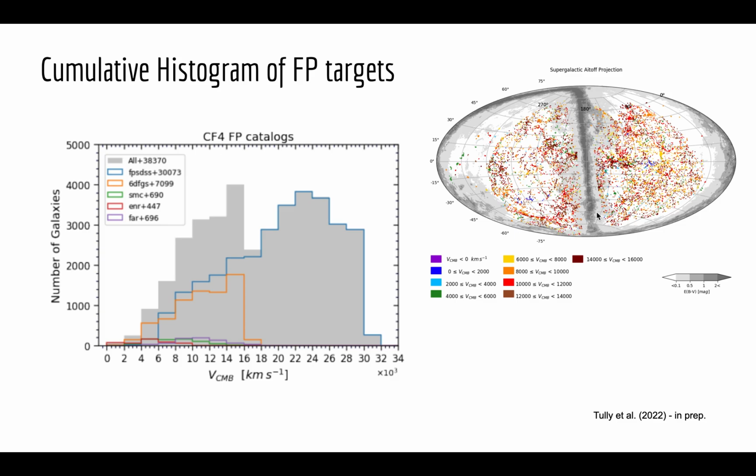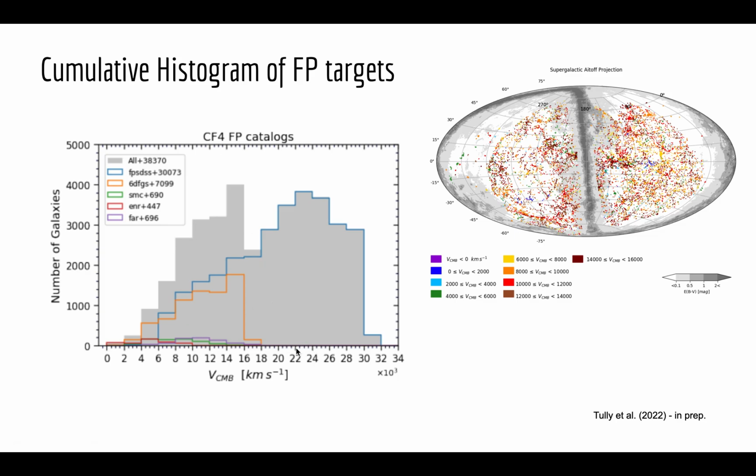Also here we have fundamental plane targets, and Cosmicflows-4 benefits from the fundamental plane measurements that are based on SDSS images, and we have an addition of 30,000 galaxies in Cosmicflows-4, and this is the distribution of these galaxies. As you see, many of these galaxies are residing very far away from the rest of the sample.